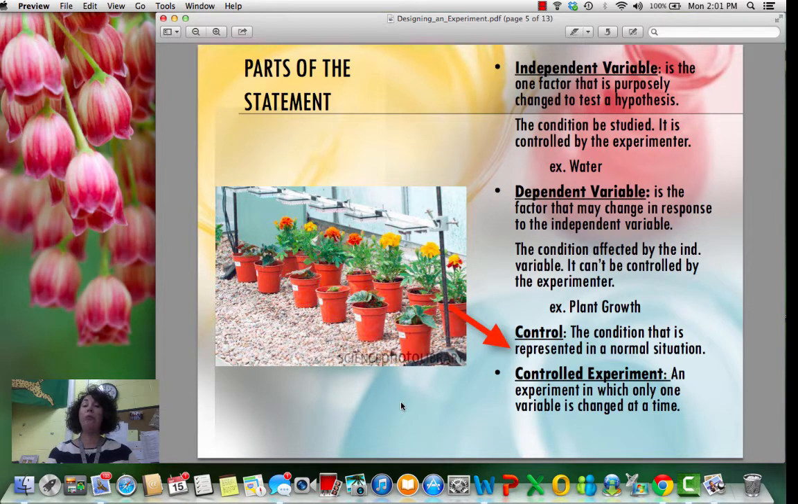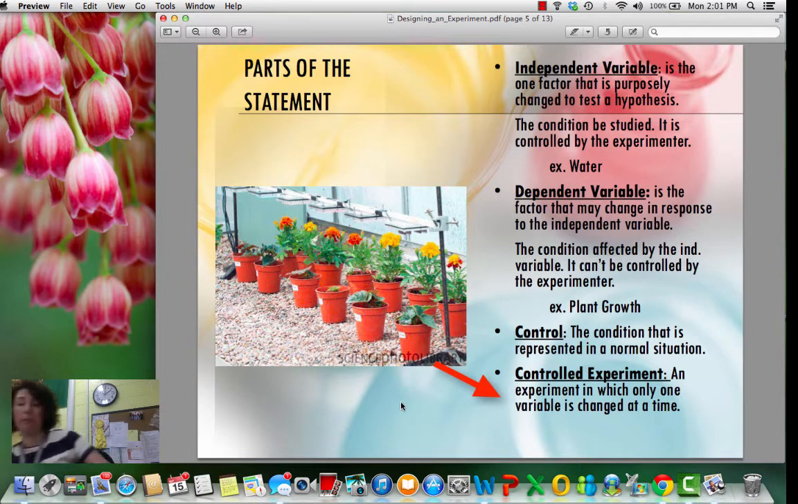We do have controls as part of our experiment. So what we would think the normal situation would be. And then, of course, because we have what that normal situation would be, we have what is called a controlled experiment. And in a controlled experiment, we have to make sure that only one thing is changing at a time. And that way we know that any of our results, any of the data that we collect, are all because of that one variable.